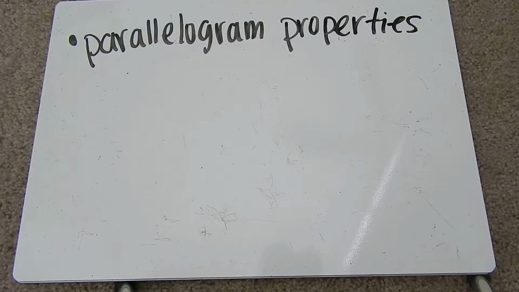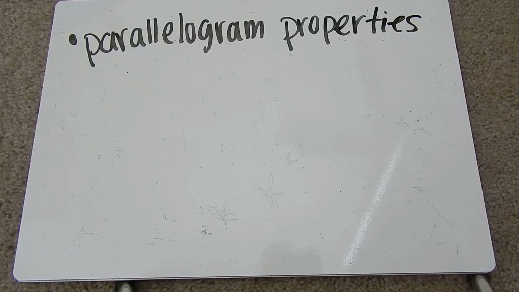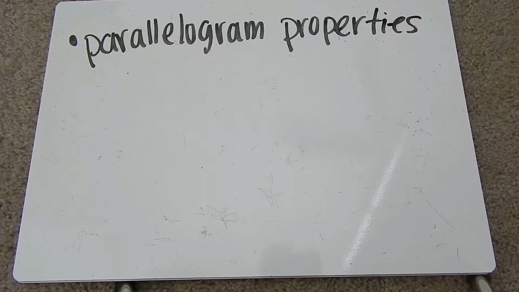Okay, if you don't remember from our previous lesson, those properties are opposite sides are congruent, opposite angles are congruent, consecutive angles are supplementary, and diagonals bisect each other.